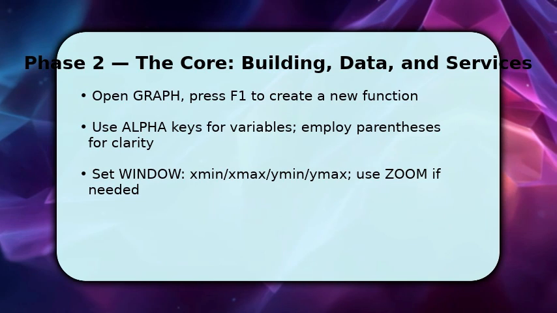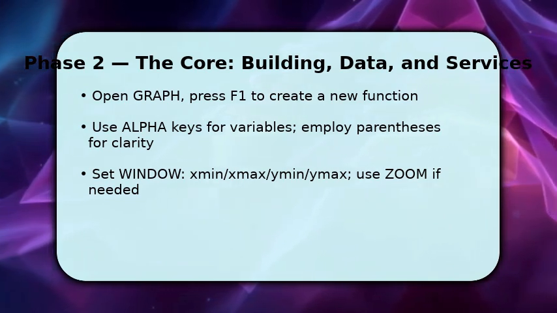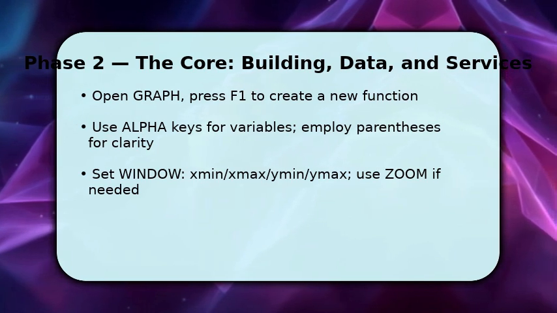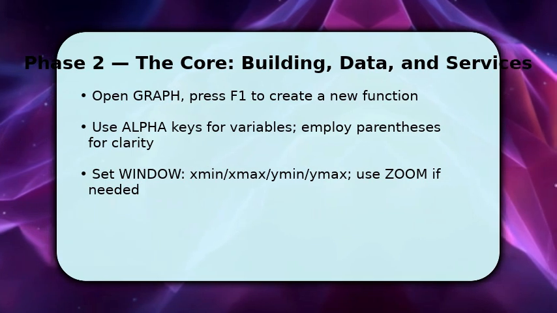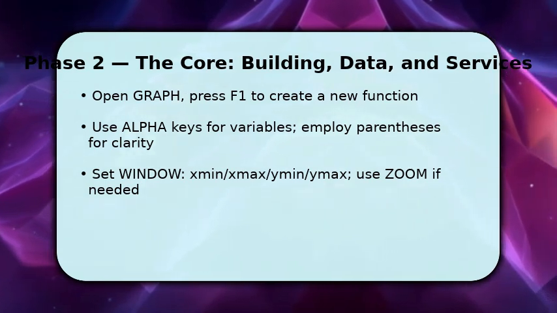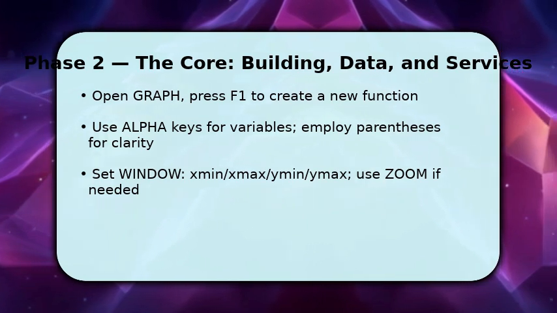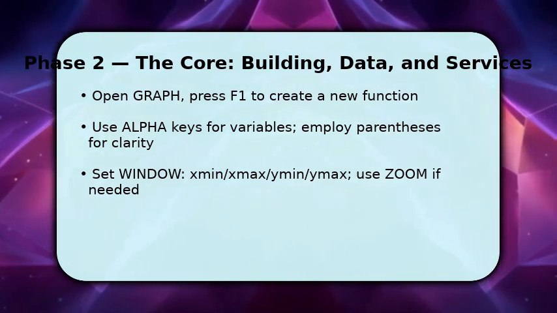If the curve looks wrong, go to View Window and set Xmin, Xmax, Ymin, Ymax to frame the region you care about. If repeated adjustments feel tedious, use Zoom and choose Standard or Auto. This quickly rescales axes, so you can analyze intercepts and behavior at a glance.